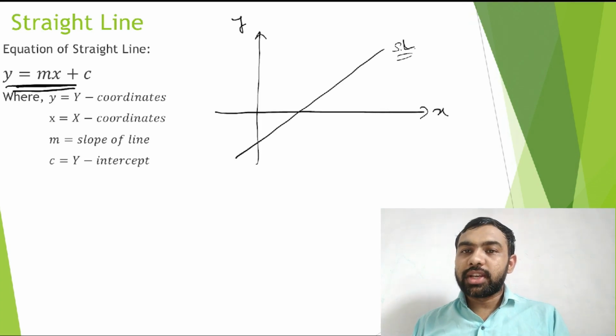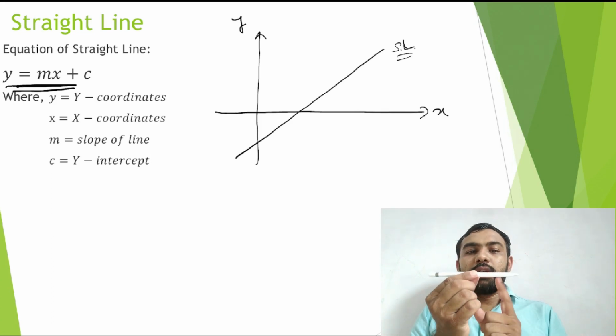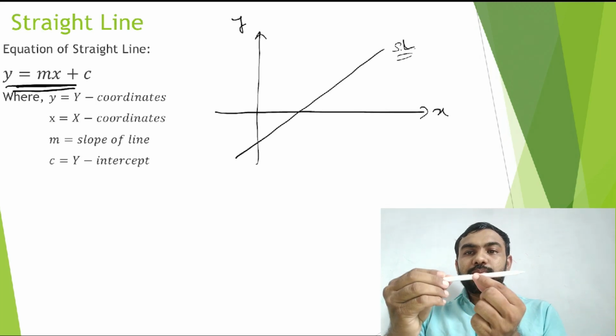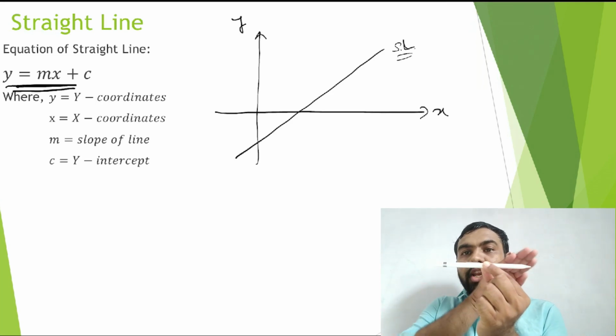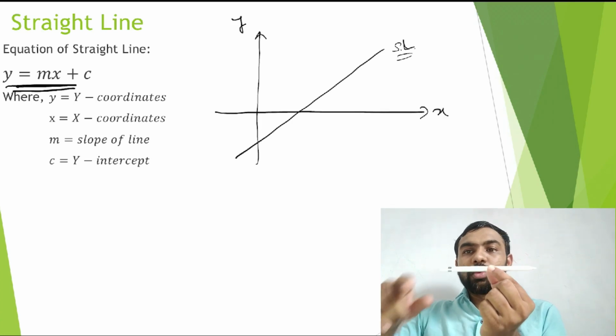Where what is y? y is the y coordinate, x is the x coordinate, m is the slope. m is what? Slope. Suppose you can say this is the zero slope. Now you just hold it like this. See, you just understand it properly. Okay, now see, suppose this is considered as a straight path, a horizontal path. Okay, it means there is no slope. For the horizontal path there is no slope.